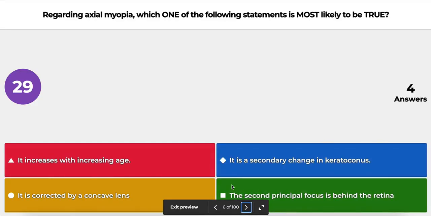Okay, let's move to the next question regarding axial myopia. Which one of the following statements is most likely to be true? It increases with age, or it is a secondary change in keratoconus, or it's corrected by concave lens, or the second principal focus is behind the retina. So take a few seconds to think.